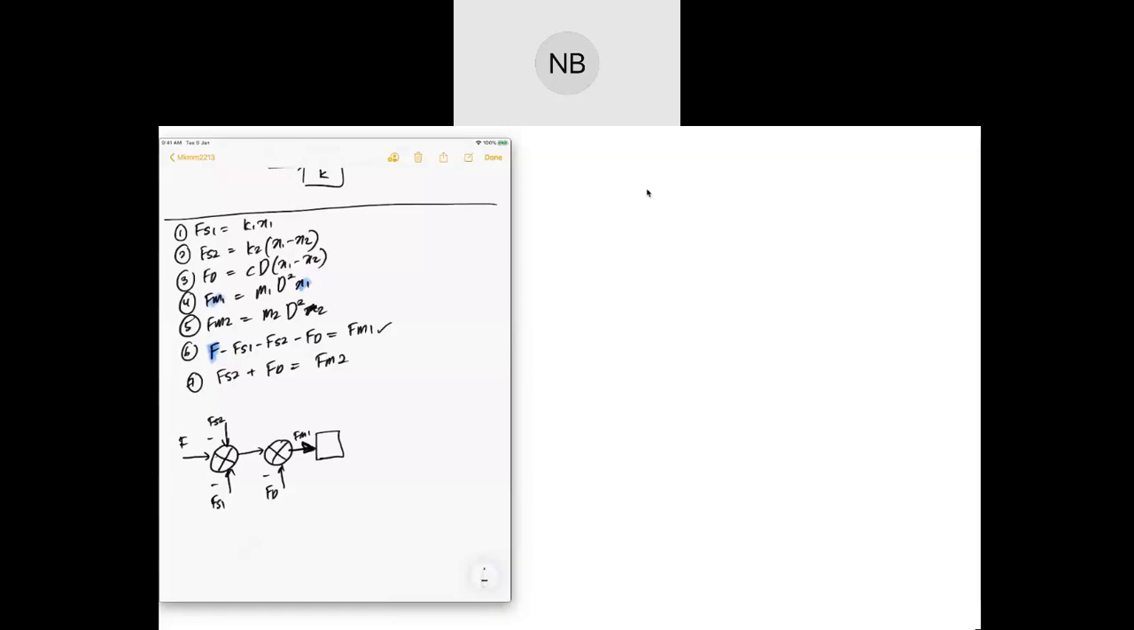Okay, so in this case, if the input is FM1 and then I decided the output is X1, why? Because of equation number 4, then the transfer function will be 1 over M1D squared. Okay, 1 over M1D squared. It doesn't look nice. I'll redraw that. 1 over M1D squared. Okay, that's your X1. All right. Now that you have solved equation number 4, that's how it is.